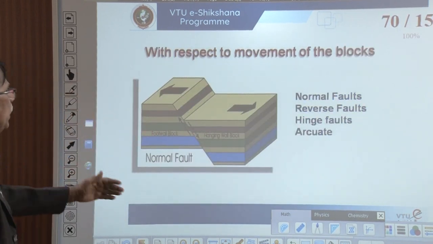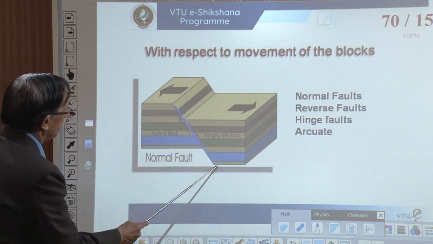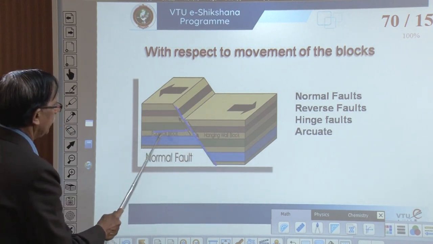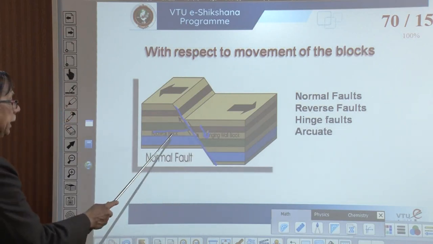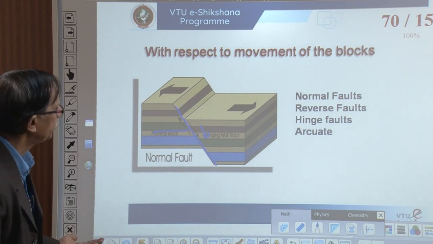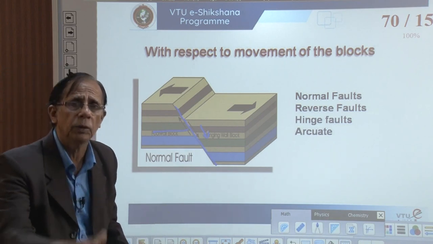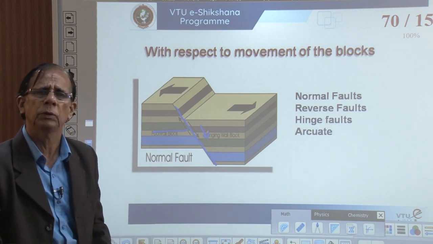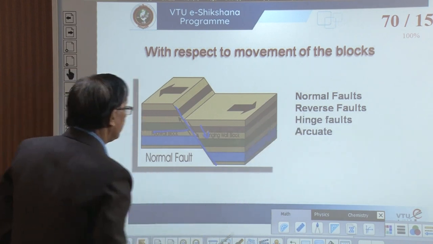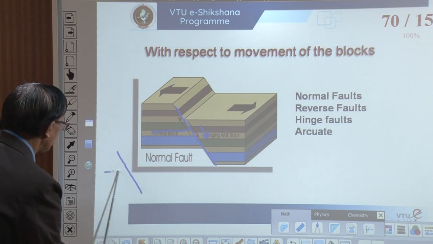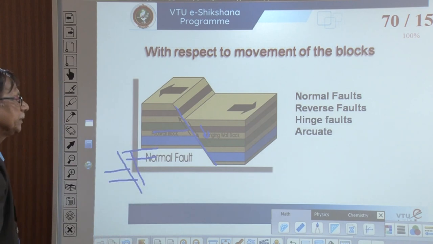And we also classify the normal fault. What is that? If this is the fault plane, this is the foot wall, and this is the hanging wall, the hanging wall moves downward relative to the foot wall. Obviously this is quite normal, a block moving towards gravity, downward by virtue of its weight, and therefore we call it a normal fault. If the block moves the other way, something reverse, then this is called a reverse fault.